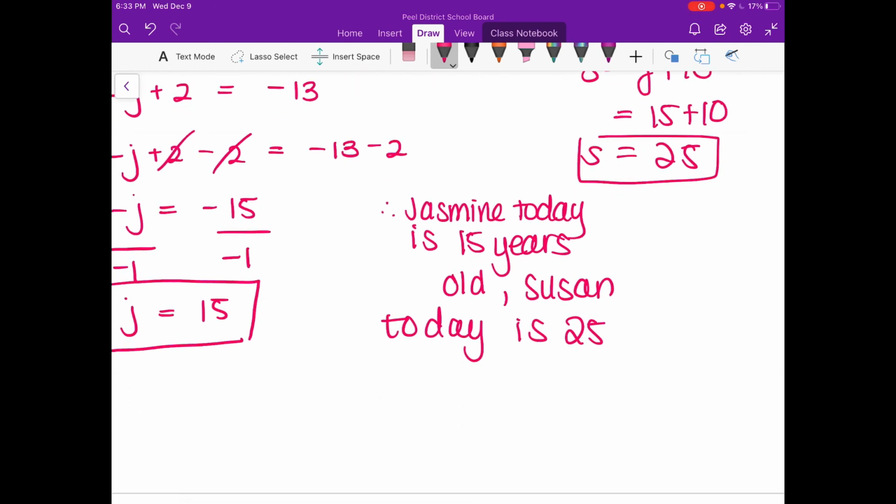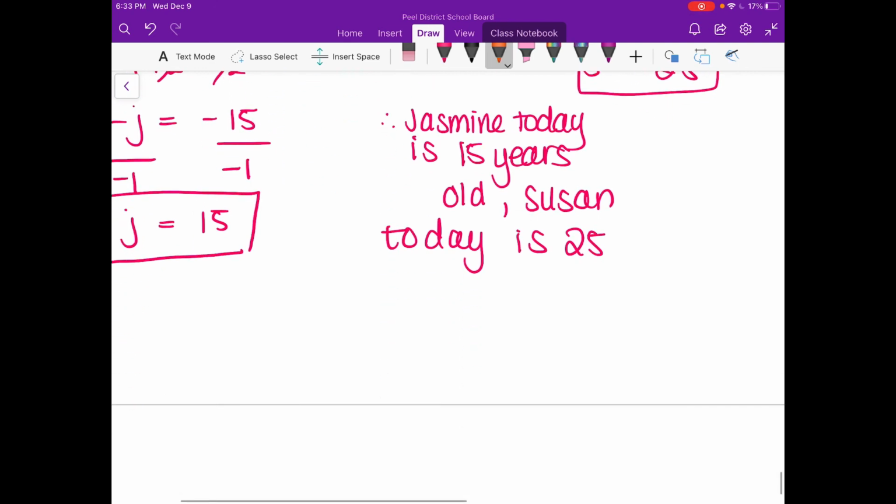If I wanted to check this, I could. So I'm going to do that in orange, right? So 25 minus 8 is equal to 17. Jasmine, 8 years ago, would have been 15 minus 7, right? Which is going to give me 14. 8. So Susan was 17, which was 8 times 2.